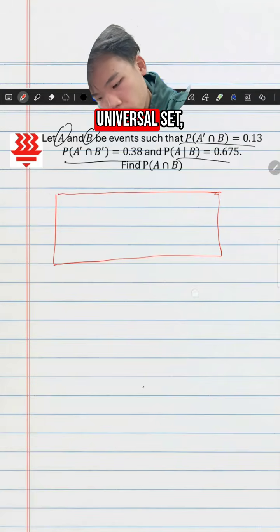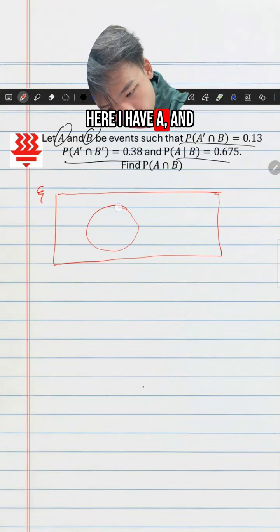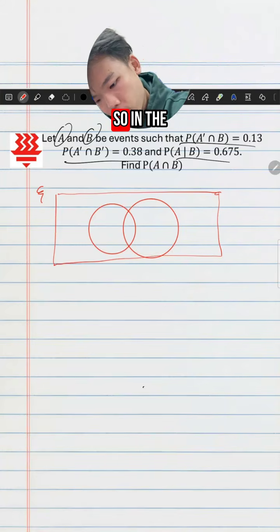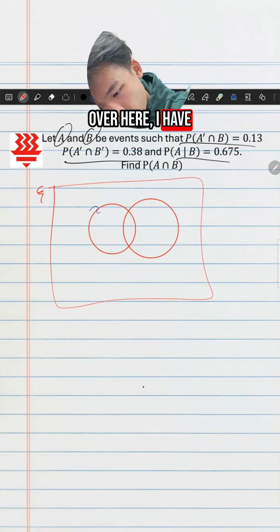Right, so this is the universal set, and then over here I have A, and then over here I have B, right? So I'm just going to draw the B a little bit bigger. So in the universal set, over here I have A, B.